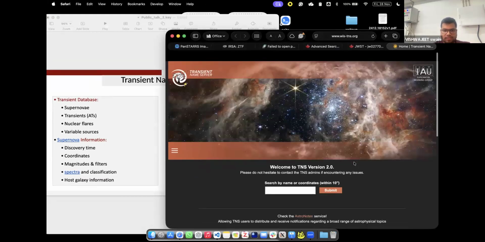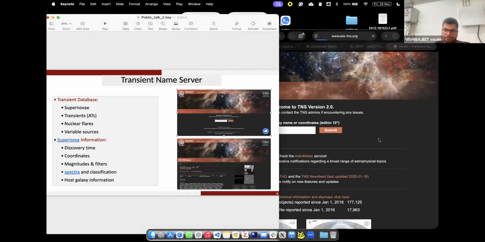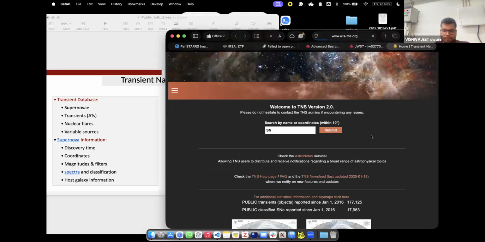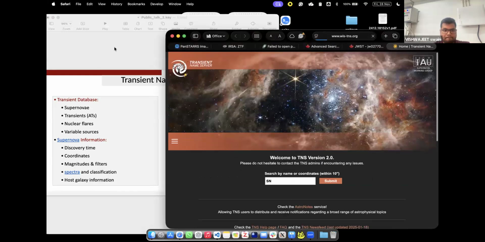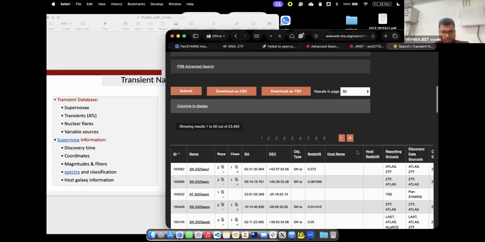Okay, so here we can see that this is the transient name server, and for example, if I'm searching just SN, it will give me a list. You can actually put in the coordinate, or you can put in the proper name of the supernova, and you will get the information about that. But I'm just putting SN so that I can have a full list of the SNe. Okay, instead of wasting time.